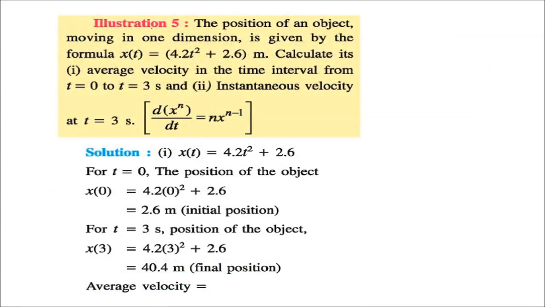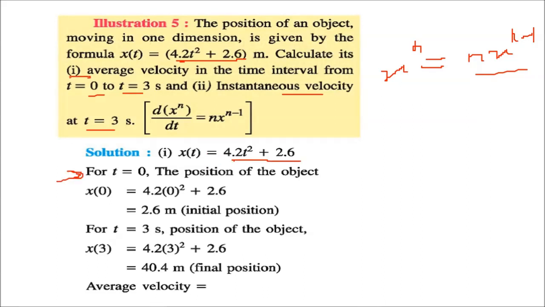Now the position of an object moving in one dimension is given by this equation: x(t) = 4.2 t squared plus 2.6. We have to calculate its average velocity in the time interval from 0 to 3, and the instantaneous velocity at t equal to 3. We know that the differentiation of x to the power n is n x to the power n minus 1. We'll use this formula. Here x(t) is 4.2 t squared plus 2.6. For t equal to 0, we put 0 for t: 4.2 into 0 squared plus 2.6. So 2.6 is the initial position.